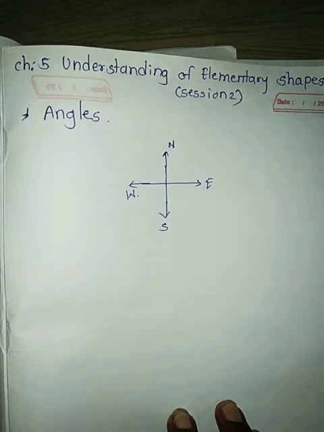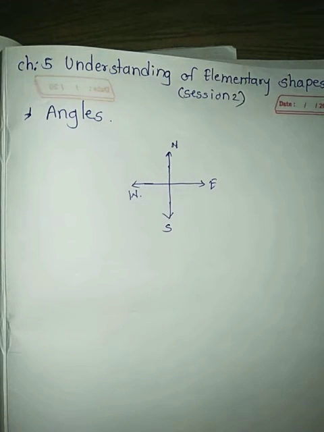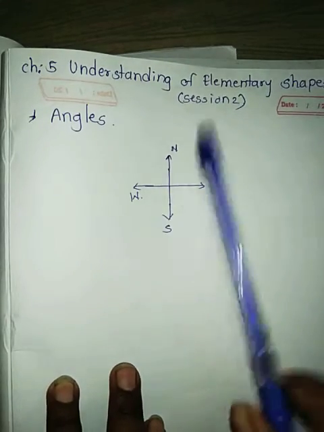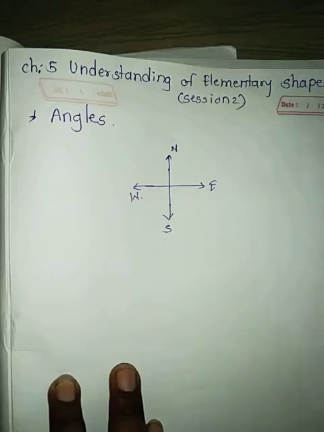Hi students, this is session 2 of chapter 5, understanding elementary shapes. Here we will see angles. In angles, the first thing is direction: angles with the directions north, south, east and west.